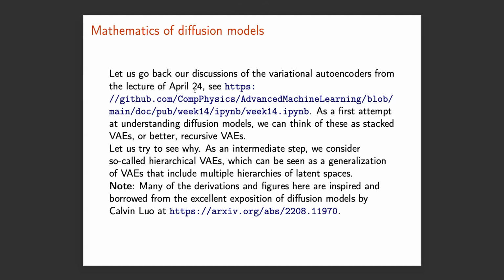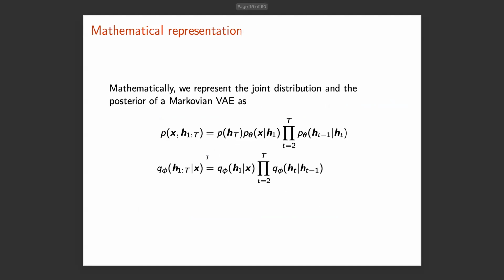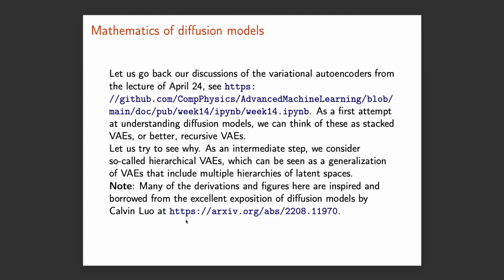So what we are going to do now is go back a little bit to what we did on April 24th, 2 weeks ago. We are going to remind ourselves about the original autoencoder machinery, and then say a little bit about the Markov chains, and then go into the mathematics of diffusion models. All equations are essentially in here, but I'm going to switch back to the whiteboard pretty soon. So let's do that before we continue.